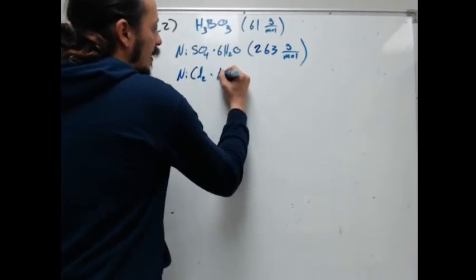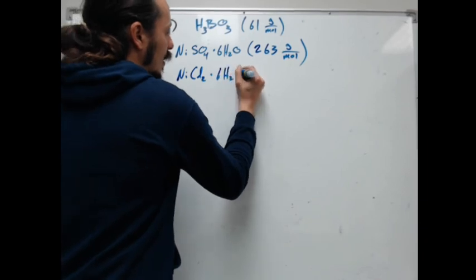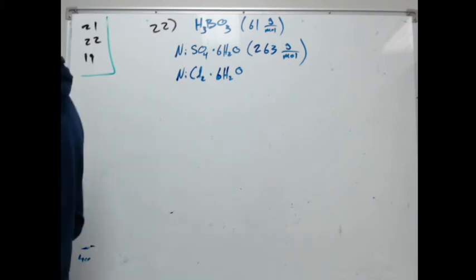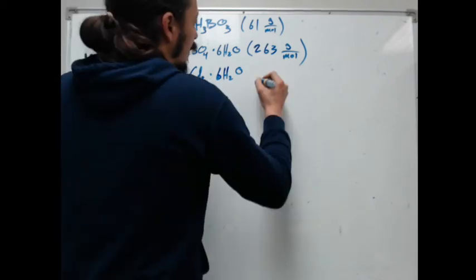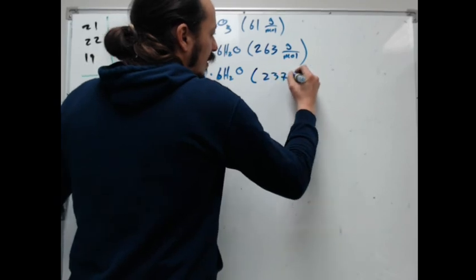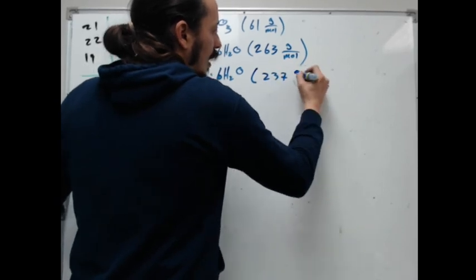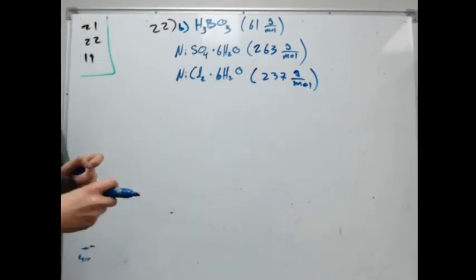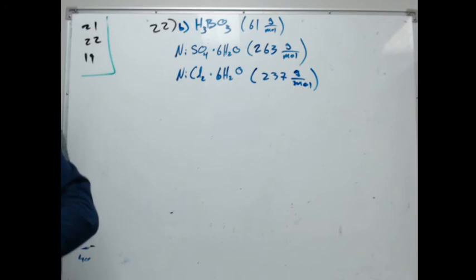And then we also need the nickel chloride, NiCl2 6H2O. So that's going to be 59 plus 35 times 2 plus 18 times 6, 237 grams per mole. If we have this information for part B, does the problem become much more doable?